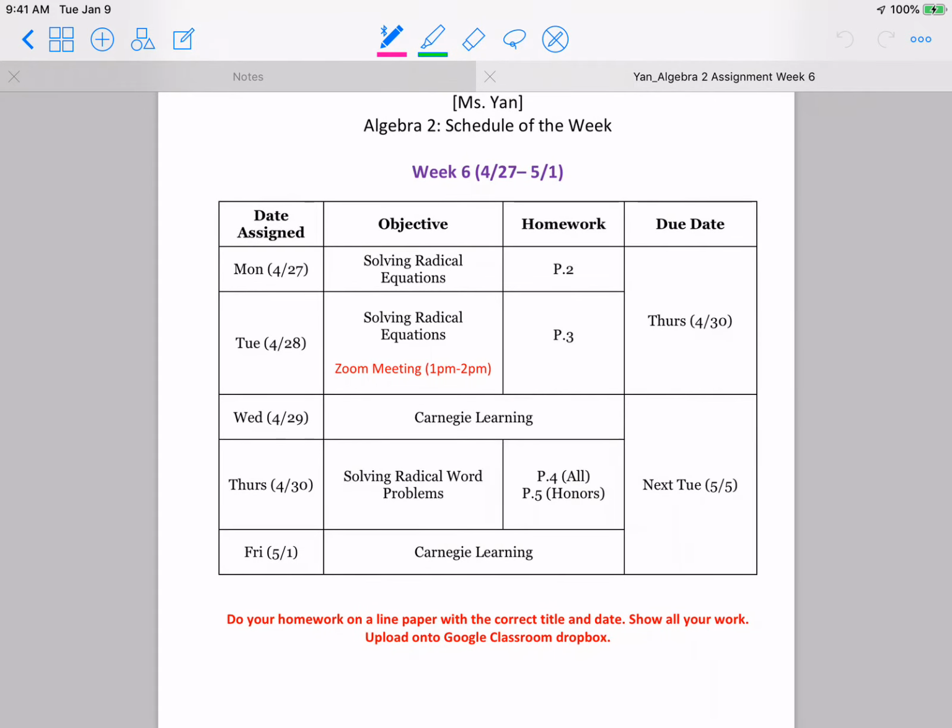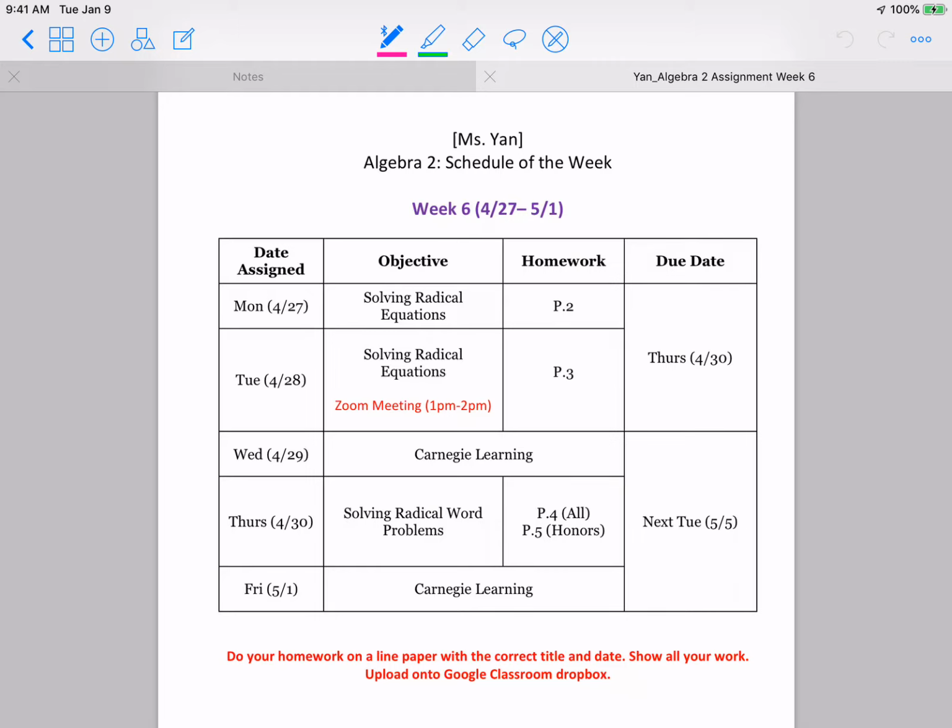It's going to be a little bit different this week because I will be assigning the work online, no more packets to pick up from school. So the video that I'll be making today will be for Monday and Tuesday, solving radical equations. And since you guys have already picked up your Chromebook, I will start assigning Carnegie Learning assignments. I will be posting that online on Wednesday.